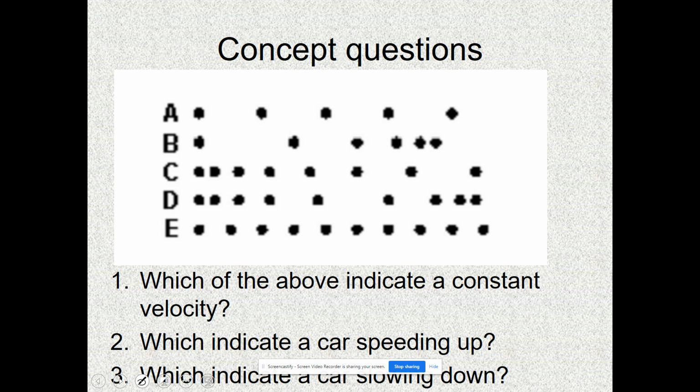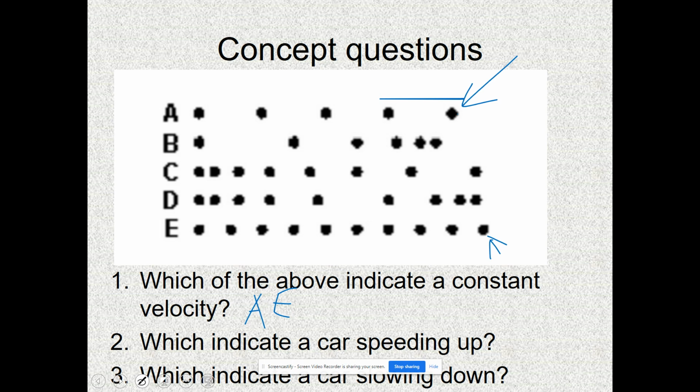Number one, which of the above indicate a constant velocity? I'm expecting the same amount of space between the dots for constant velocity. So I am thinking maybe A and maybe E. A and E have the same amount of space between each of the dots, so they have a constant velocity.